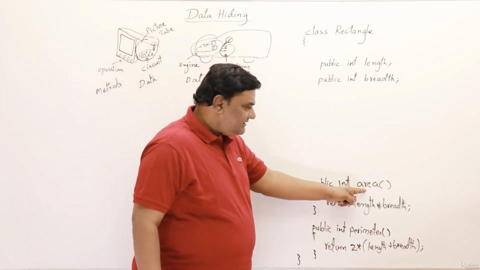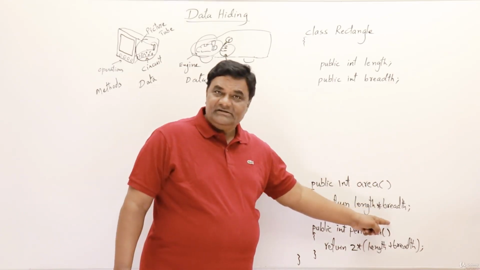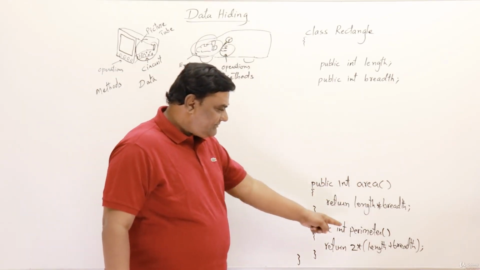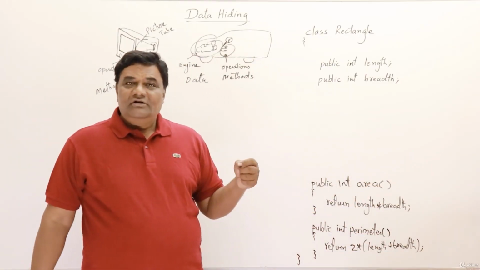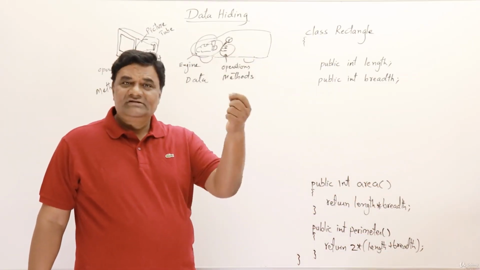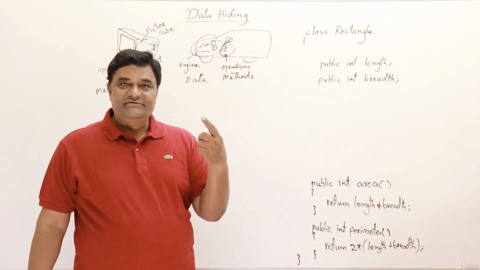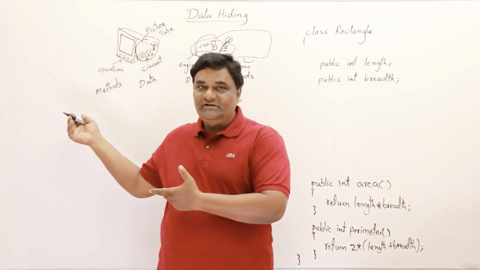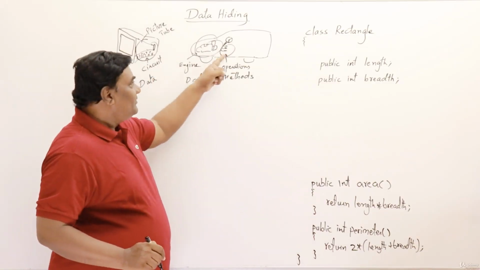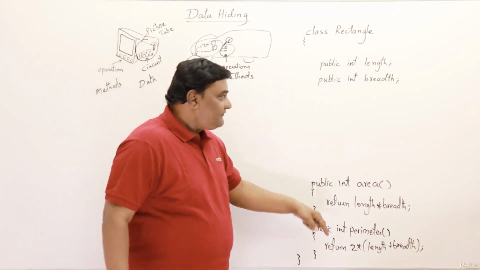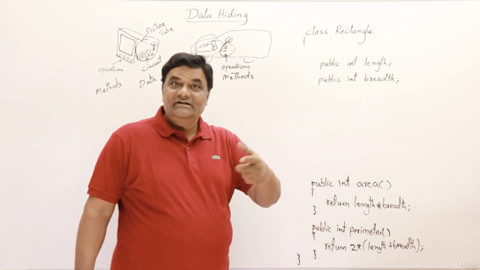If you take the area method, it is performing an operation on length and breadth. And if you take the perimeter method, then it is performing an operation upon length and breadth only. So all the methods of a class will use the data members or the properties of the class. Similar to this, these buttons perform operations on the circuitry and these pedals perform operations inside the engine. These methods perform operations on data. So it is similar.